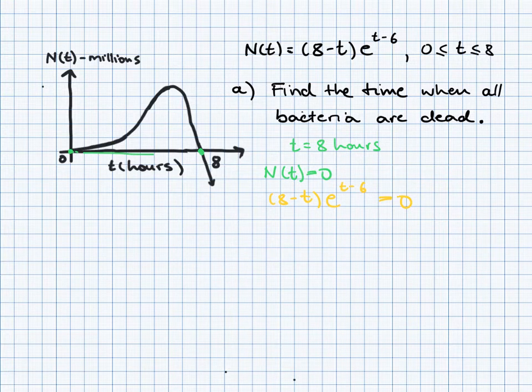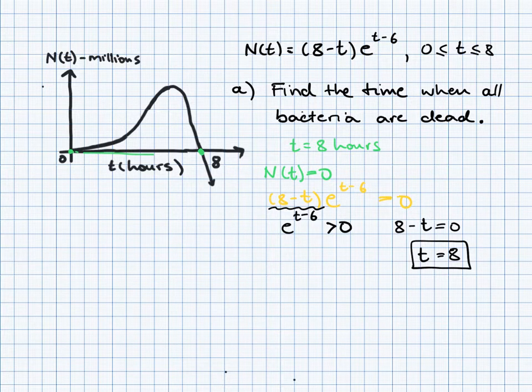Okay, when is this equal to 0? We know from before that e to the power of (t take away 6) is always positive, so it's always bigger than 0. Therefore we are only left with this part here. So this equation is equal to 0 only when 8 take away t is equal to 0, and we can solve this for t equals 8. So the time is 8 hours, when all bacteria are going to be dead.